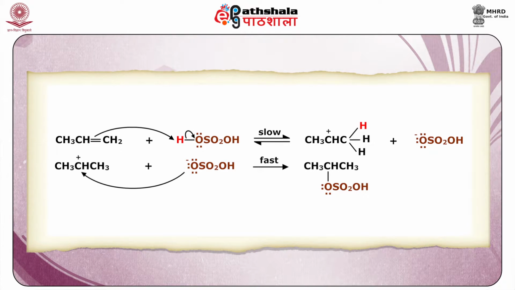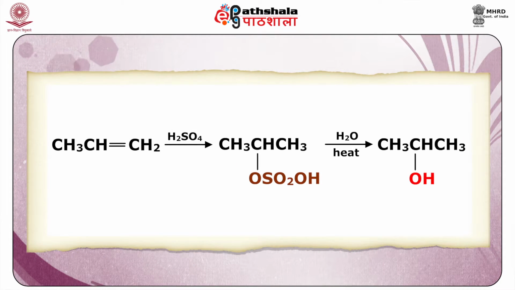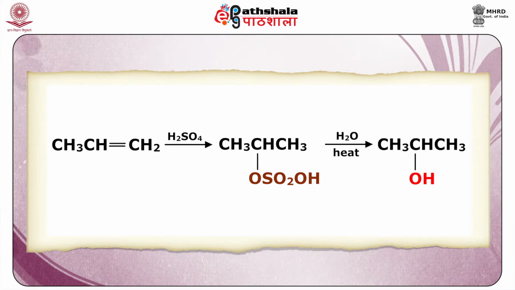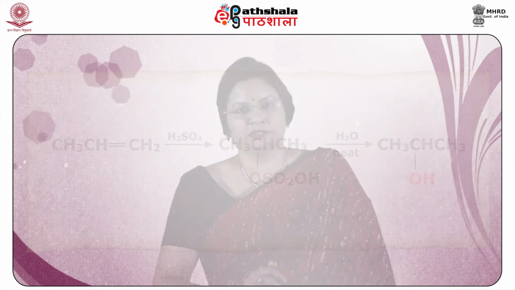The addition here also will obey Markovnikov's rule. So, you can see in this mechanism how the H plus attacks, you get the carbocation, followed by the remaining HSO4 minus, which will attack the carbocation, and you get the addition product. The resulting alkyl hydrogen sulfate can further be efficiently hydrolyzed by heating it with water to give an alcohol. So, wherever you have this OSO3H, this part gets replaced with OH, that is, hydrolysis of the O-S bond is taking place and you are getting this OH.